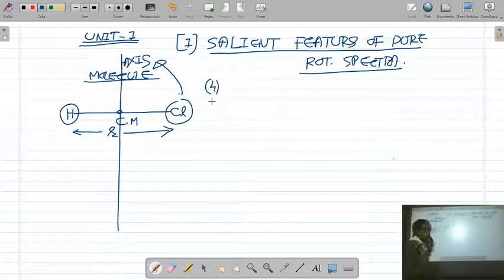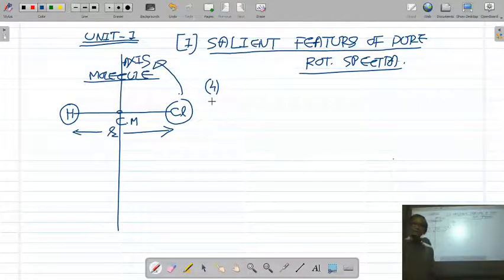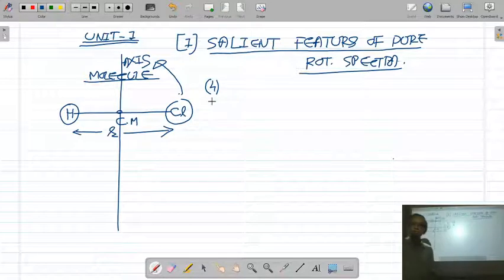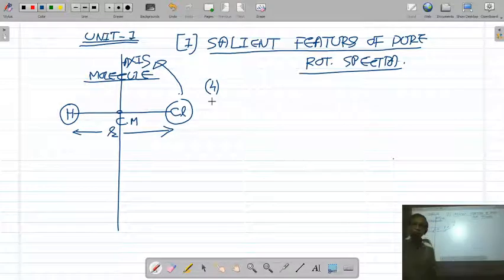The next feature: we have not yet obtained the rotational energy. In the next lecture, we are going to obtain the equation of rotational energy of the molecule, and then how the rotational spectra will be produced. That we will study in the next lecture.